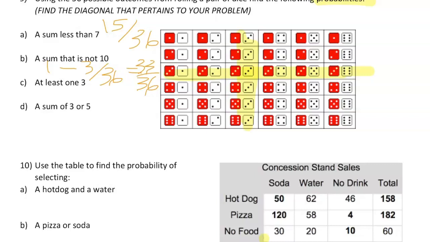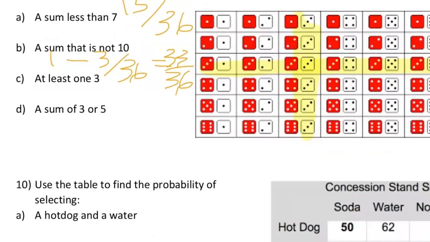So let me see. I'm going to count 1, 2, 3, 4, 5, 6, 7, 8, 9, 10, 11, 13, 14, 15, 16, 17, 18, 19, 20, 21, 22, 23, 24, 25. So there are, well, I guess it'd be easier, I could say there's 25 out of 36, or I could have done the complement.